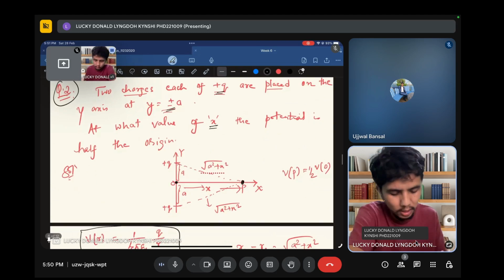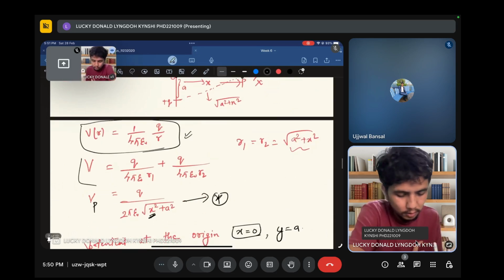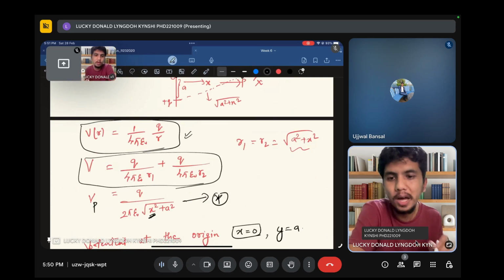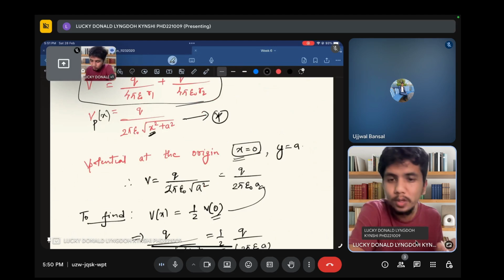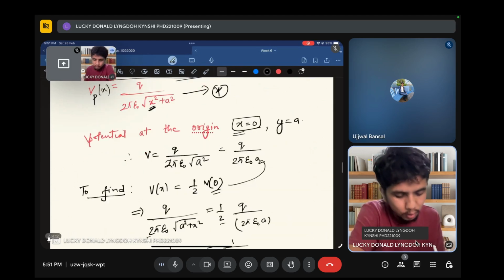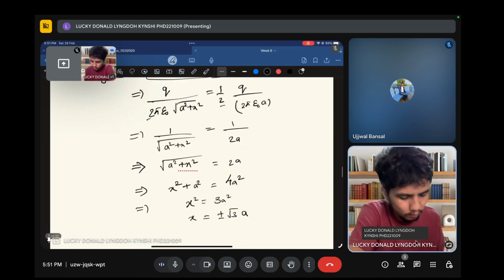You just need the potential. V is equal to 1 by 4 pi epsilon times q divided by r, but since there are two charges, you take the summation, 1 by r1 plus 1 by r2, and then you calculate the potential at the point x. Then you also calculate the potential at the origin, and finally set V of x equal to half of V of 0, and you will get the value of x.